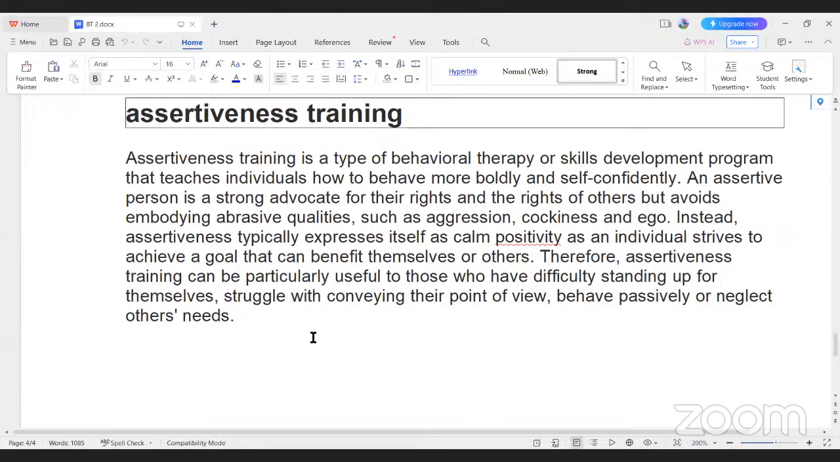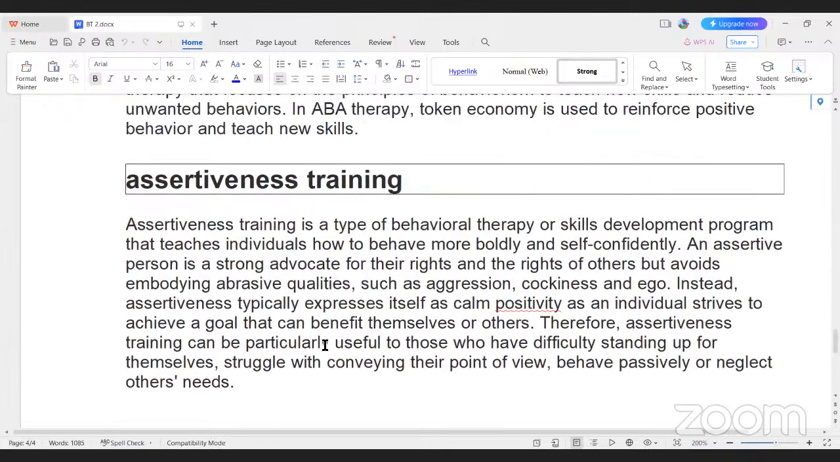So be assertive. Tell your difficulty also, why you are saying no. Then they will understand, and others don't blame you. So how to say no is also very important to improve our day-to-day performance and to reduce our unnecessary suffering with others. So this is assertiveness training.